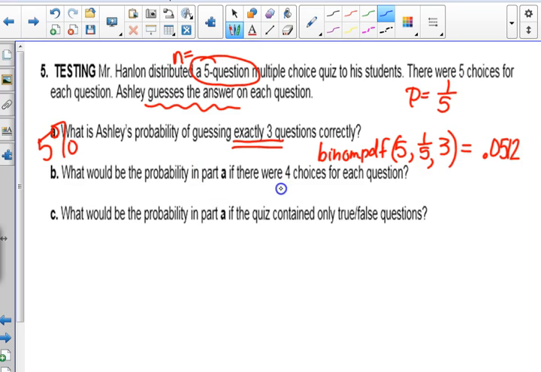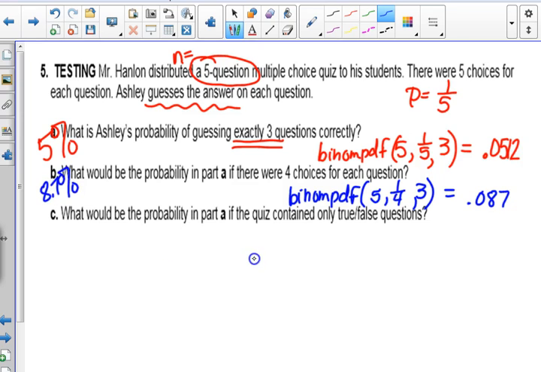What if the teacher says, oh, I'll make it a little easier on you. I'm going to say there's only four choices on this quiz. What's going to change? Okay, she still wants to get three right because three out of five would be a passing grade, right? But it's one out of four, or 0.25. What'd she get? Okay, so about 8.7%. It's still a stinky percent, right?